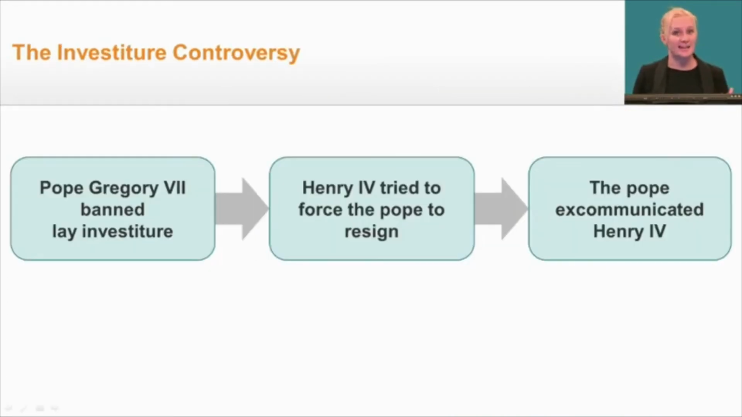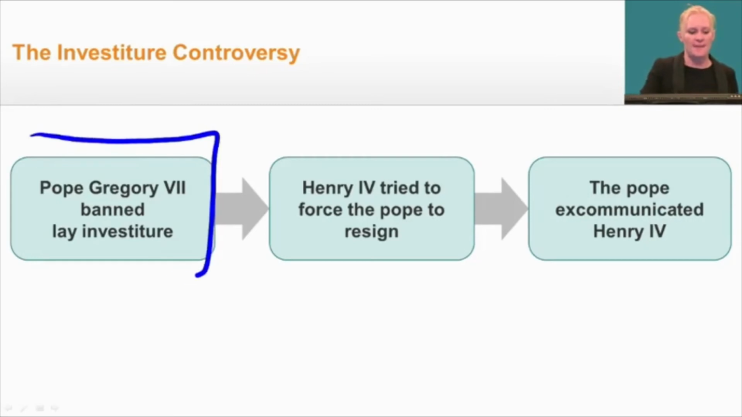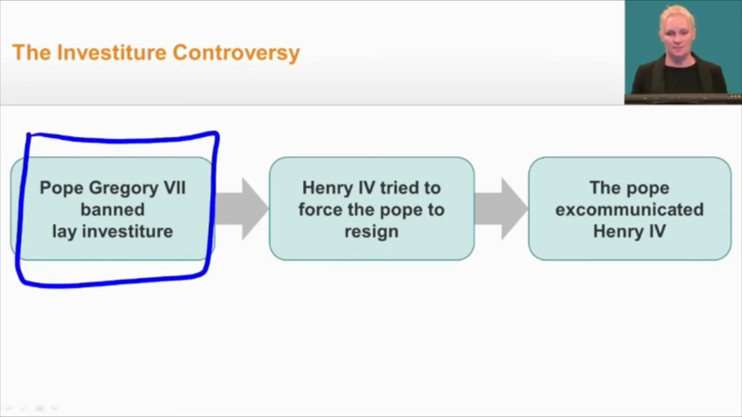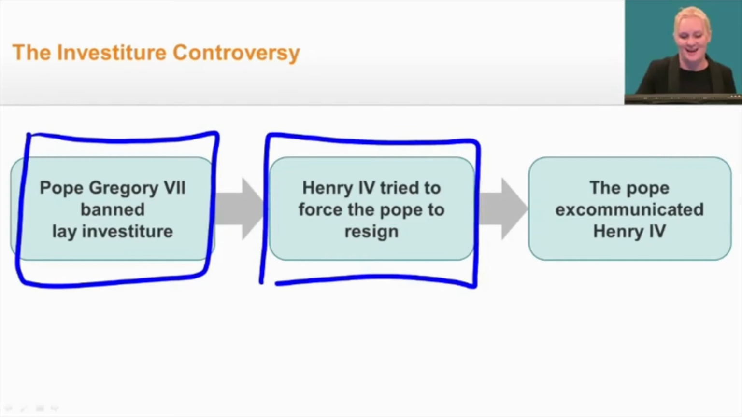Let's take a look at an example of when the church and a monarch really came head-to-head in a power struggle. Remember that Pope Gregory banned the practice of lay investiture. He said, we, the church, have the authority to appoint our own church leaders, and a monarch will no longer be able to do that. Well, Henry tried to have the Pope resign after that because he said, no, the ability to appoint these positions of power within the church to my friends or to the highest bidder, that's what's guaranteeing my power as a monarch. I need to be able to do that.